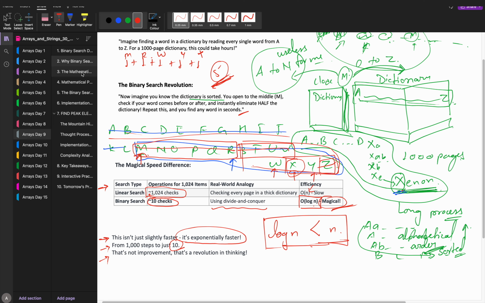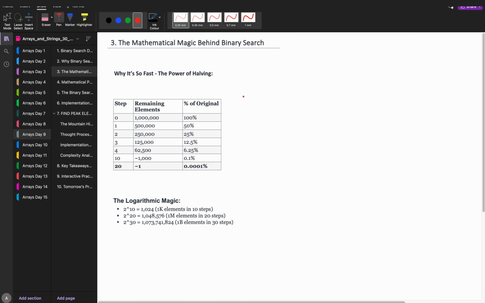Okay, so let's move forward and try to understand it mathematically as well. Why is it so fast? Because it has the power of halving. Let's say your search space was this long, from here to here. In one attempt, you decreased your search space to this long only. This became half. If this was 1, then this is now 1/2.